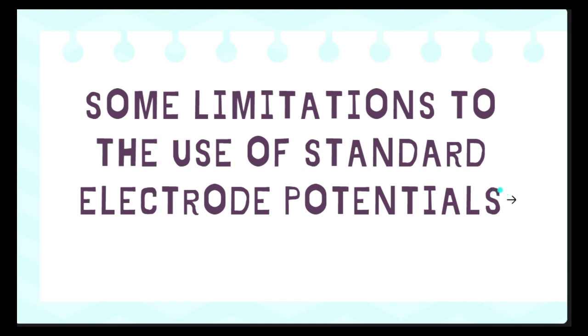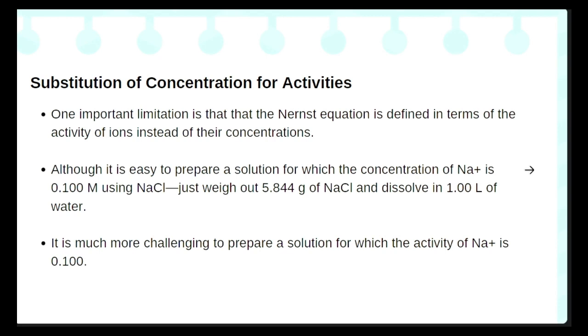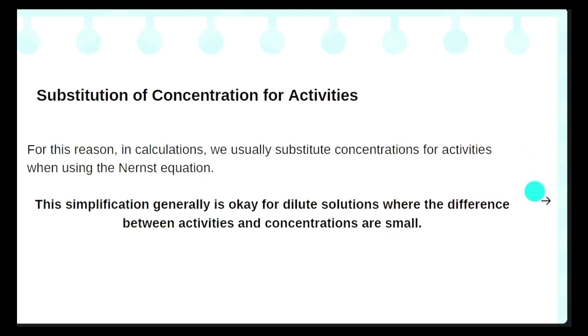Some limitations to the use of standard electrode potentials. Substitution of concentration for activities. One important limitation is that the Nernst equation is defined in terms of the activity of ions instead of their concentrations. Although it is easy to prepare a solution for which the concentration of sodium ion is 0.1 molar using sodium chloride just by weighing 5.844 grams of sodium chloride and dissolving it in 1 liter of water, it's much more challenging to prepare a solution for which the activity of sodium ion is 0.1. For this reason, in calculations, we usually substitute concentrations for activities when using the Nernst equation. This simplification generally is okay for dilute solutions where the difference between the activities and the concentrations is small.